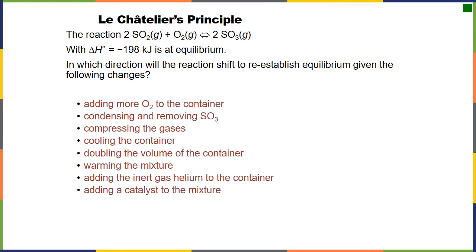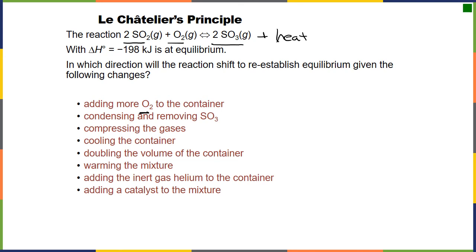So, Le Chatelier's principle in practice. For the reaction of 2 SO2 plus O2 going into 2 SO3, we have a nice exothermic reaction, which means heat is produced. Heat we can consider to be a product. Note, if I increase the temperature of an exothermic reaction, the K is going to get smaller. So let's play with this for a moment.